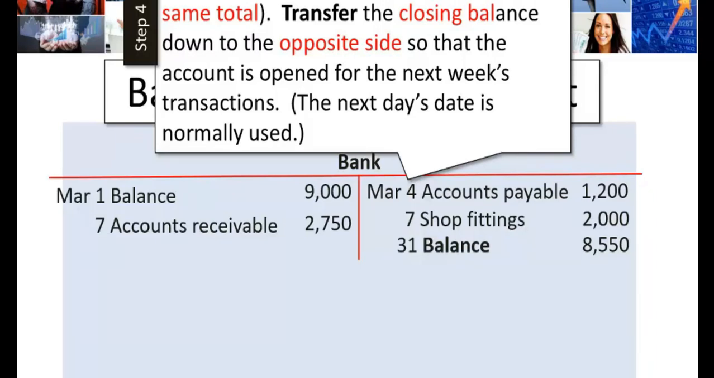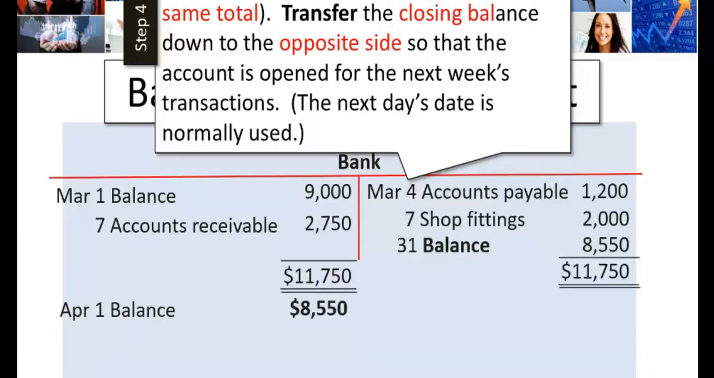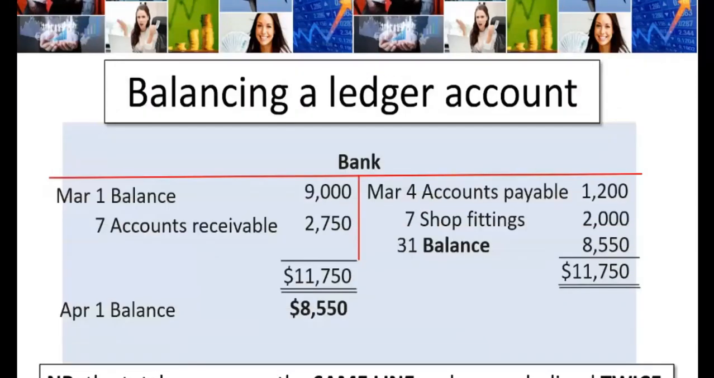Now we're going to total both sides. They should now have the same total. And the next step is to transfer the closing balance down to the opposite side, so that when the account is open for the next week's or the next month's transactions, the next day's date is normally used. And this is exactly what it looks like. Simple. 4 steps, step by step. And we have a nice, tidy, balanced ledger account.